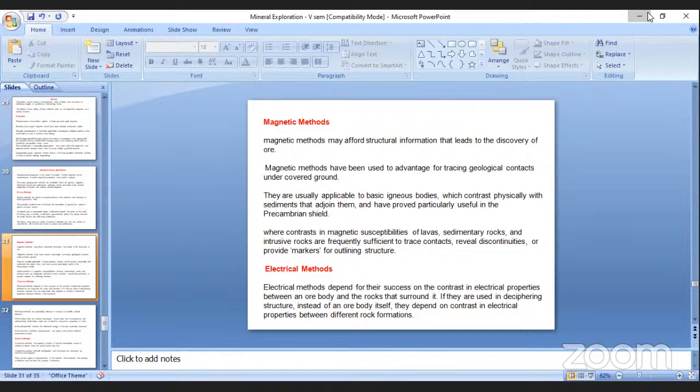And what are the rock formations which are useful for these magnetic methods? They are useful in the formation of lavas, sedimentary rocks, and intrusive rocks, and frequently those which have sufficient trace contacts. And finally, it provides the structure.